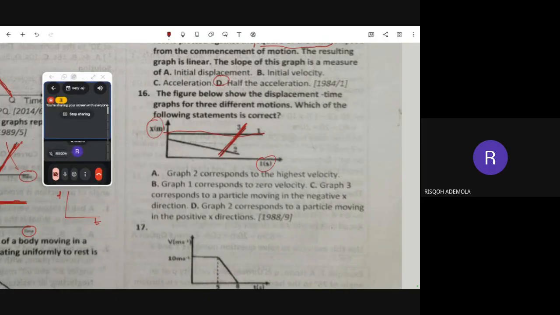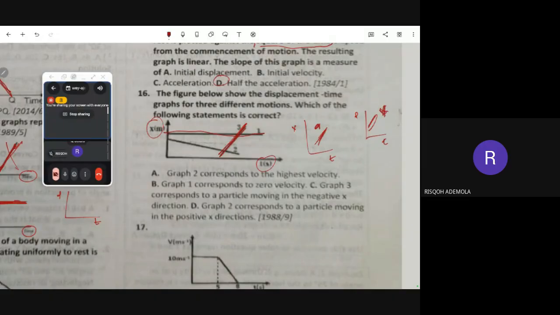So the correct option is that graph 1 corresponds to zero velocity. The same thing is applicable to the acceleration-time graph, applicable to what, the velocity-time graph. Do you understand? So graph 1 corresponds to zero velocity. Just know that for a velocity-time graph, what we are talking about is acceleration. For displacement-time, what we are talking about is velocity.